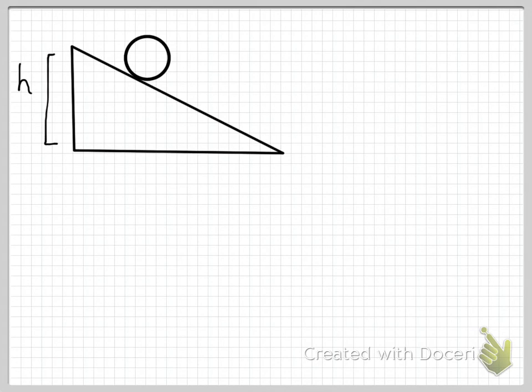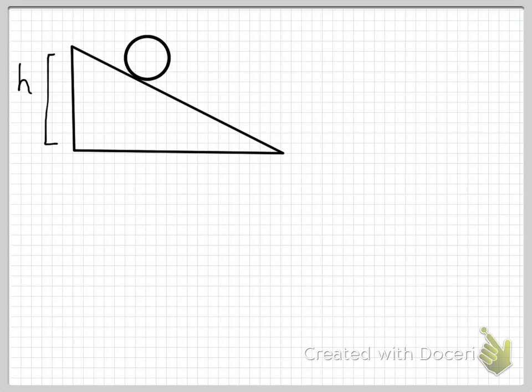Okay, this is number 17 on the practice exam. You have a disk with a certain given mass. You're told the radius of the disk, and you're told that it's rolled from rest down a ramp, which is a certain distance tall. And you're asked to find the translational velocity at the end of the ramp.